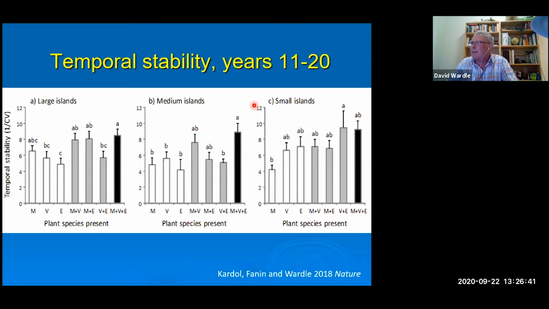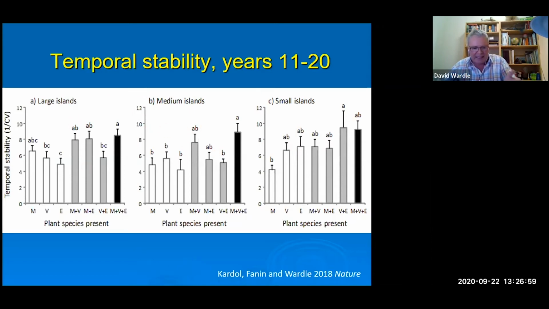Same story as before, stability on the y-axis, diversity on the x-axis. And it's apparent that if you remove vegetation and make it less diverse, there's not much difference among the small islands, but on medium and large islands, with loss of biodiversity, you end up with destabilizing effects, big differences among treatments.